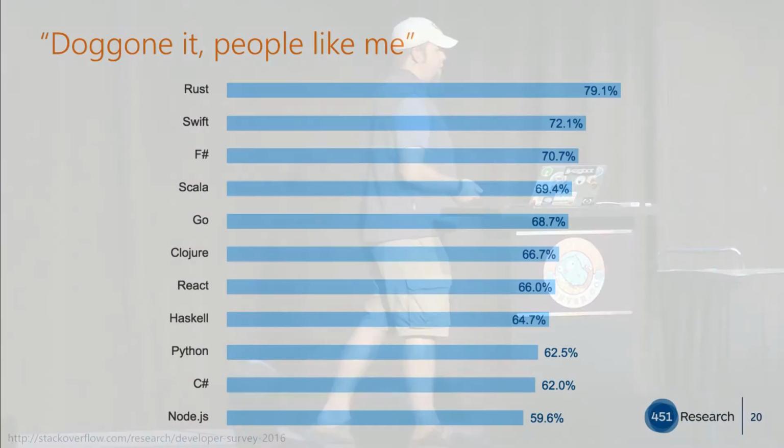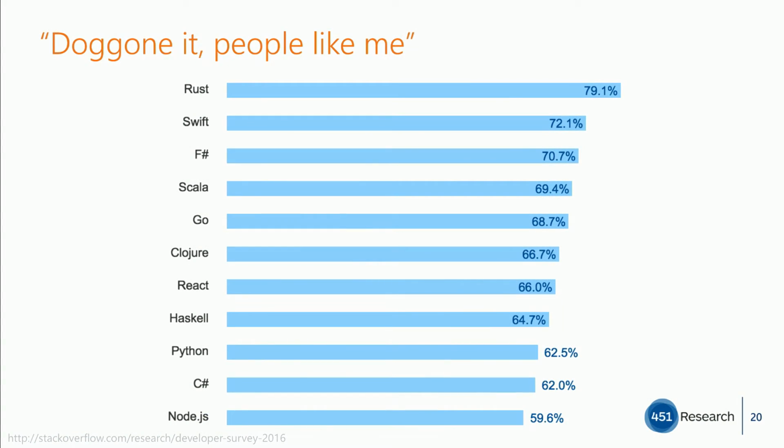But where it does show up is in what people love, what people really enjoy using, what they want to keep using in their next job, that sort of thing. And so one of the questions they ask is, what are you using now and what do you want to keep using? And in that question, Go actually did really well. It's up here, it's number 5 on that list, if you can't read it from the back.